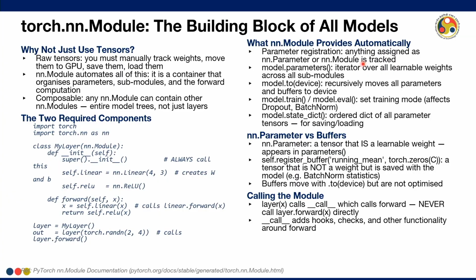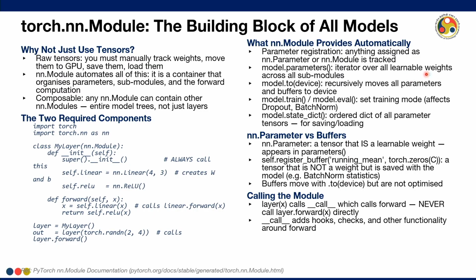Like parameter registration. Anything assigned as nn.Parameter or nn.Module will be tracked, right? So, tracked for your weights, tracked for your gradient computation that you will do, and so on and so forth. So, module.parameters will iterate over all learnable weights. Learnable weights means we have the set of weights for which we want to learn the values which will give the minimum loss.